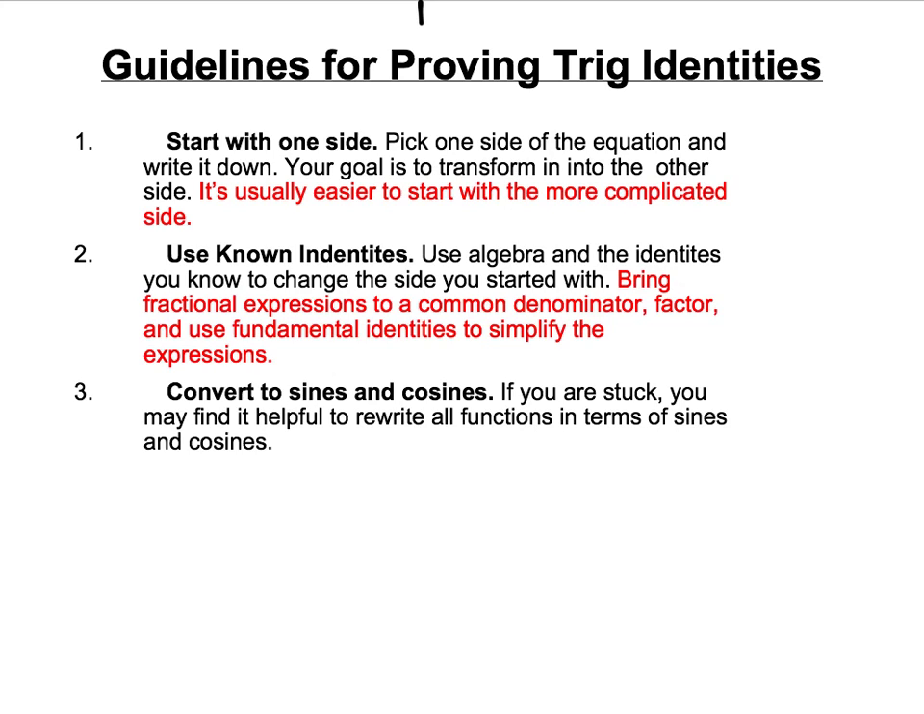And use your known identities. The number one that we want to look for is our Pythagorean identities, because we can replace a big chunk with 1. If we find sine squared plus cosine squared anywhere, we can replace that with 1. And that sure is a big help in terms of simplifying. And if at some point you're stuck and not sure where to go, convert to sines and cosines. Convert to something that we're familiar with and comfortable with, and try and limit the number of variables you have.